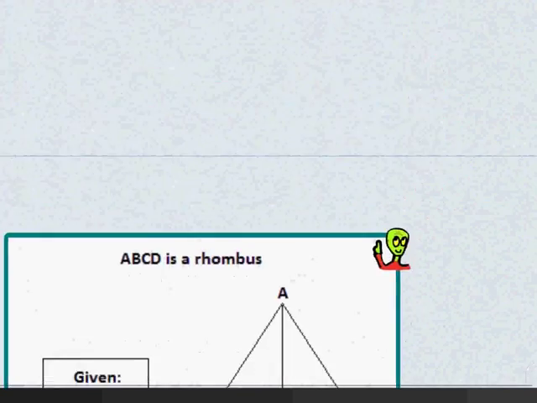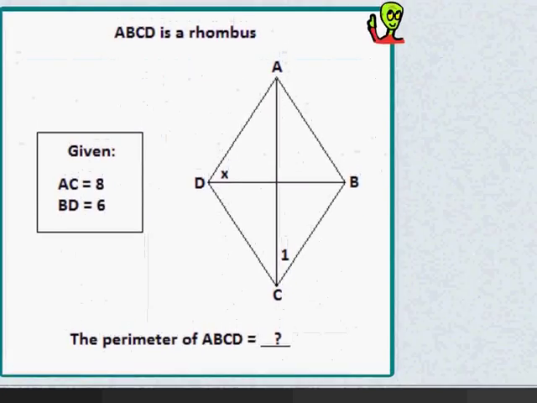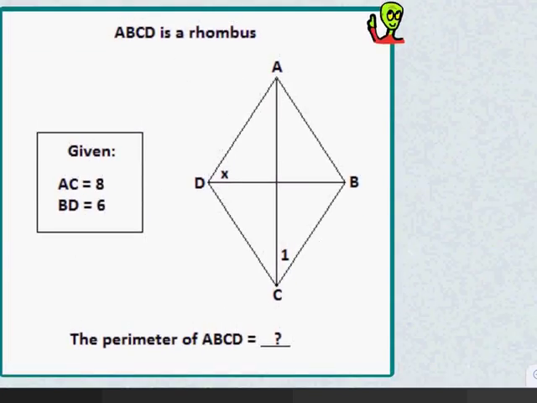And another rhombus question. We have segment AC is equal to 8. So if the entire diagonal is equal to 8, I'm going to add to the problem and say the distance to the midpoint, because the diagonals are bisecting each other, has to be 4, and the distance from B to D is equal to 6. Therefore, this segment that I'm marking off has to be of length 3.